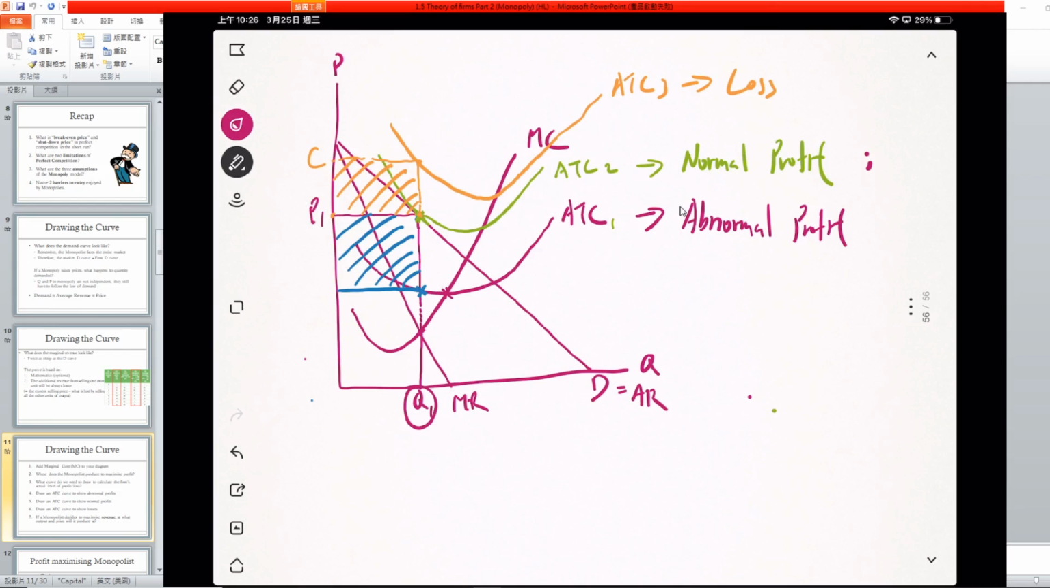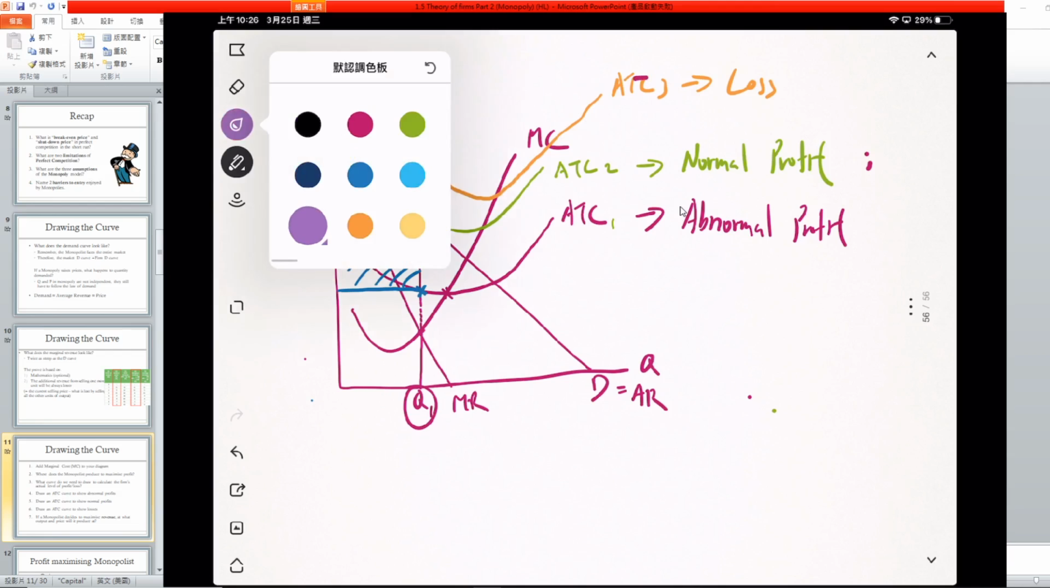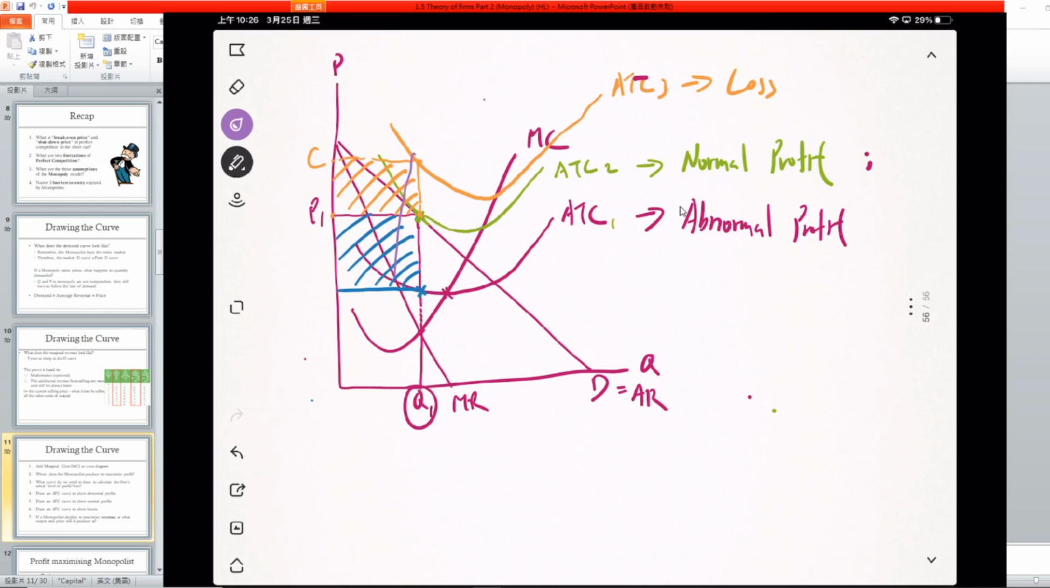Well, let me use another color, purple. This line here, you can see all the results just by looking at this. As long as you are able to find that profit maximization quantity, which is Q1, then you are able to find all the results by using different ATC curves. So this is how you can draw a monopoly diagram with different results, just like that.